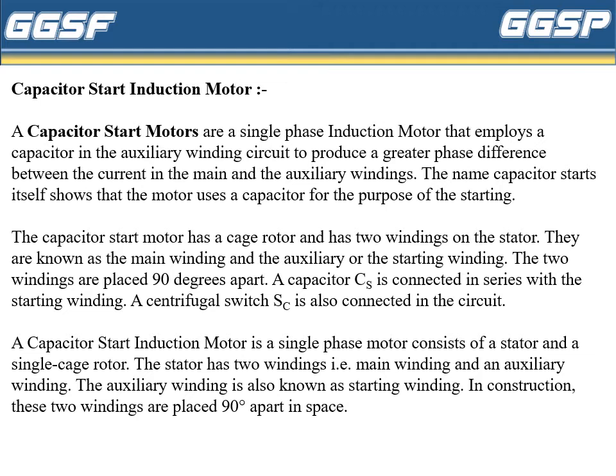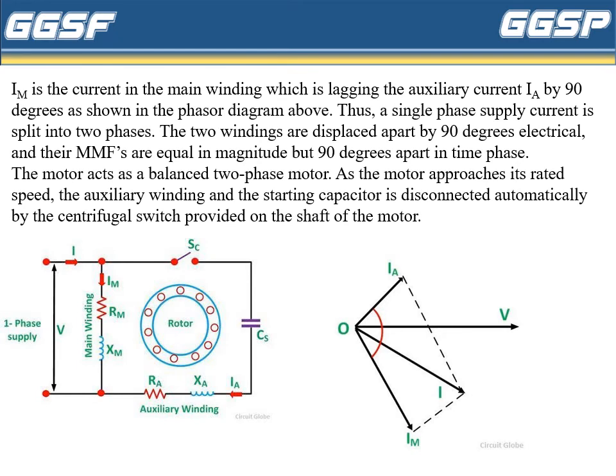A capacitor start induction motor is a single phase induction motor which consists of a stator and a single cage rotor. The stator has two windings, that is main winding and auxiliary winding. The auxiliary winding is also known as the starting winding, and in construction these two windings are placed 90 degrees apart in space. The diagram shown below represents the circuit diagram and phasor diagrams of the capacitor start motor.